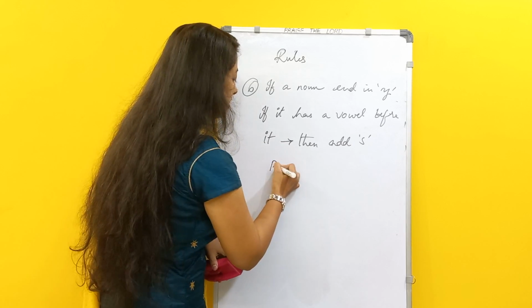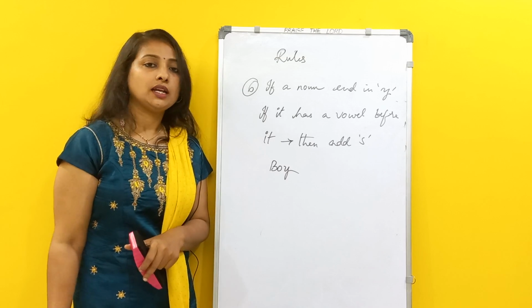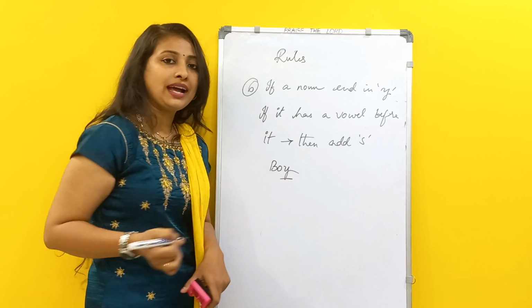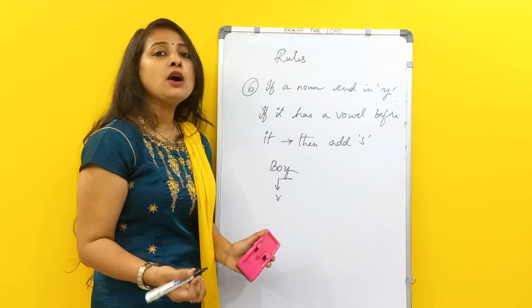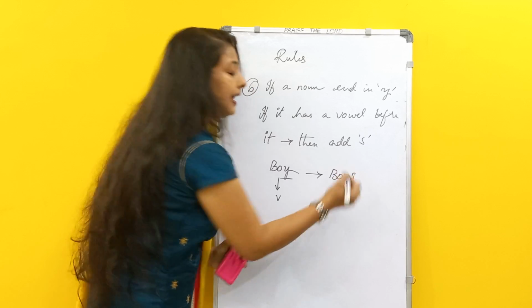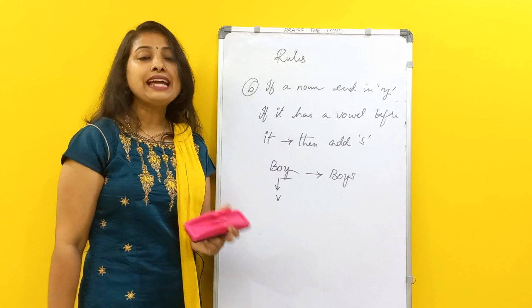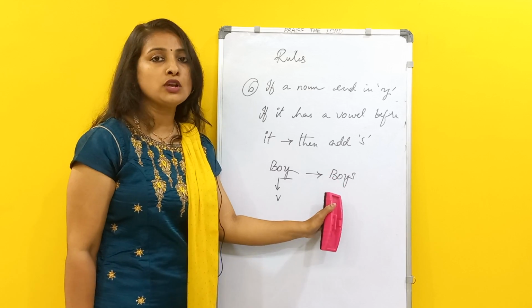Suppose, boy. This is ending in Y. The preceding letter is a vowel. So how will the plural be? You will simply add S here. So then it will become boys. That is the plural form.